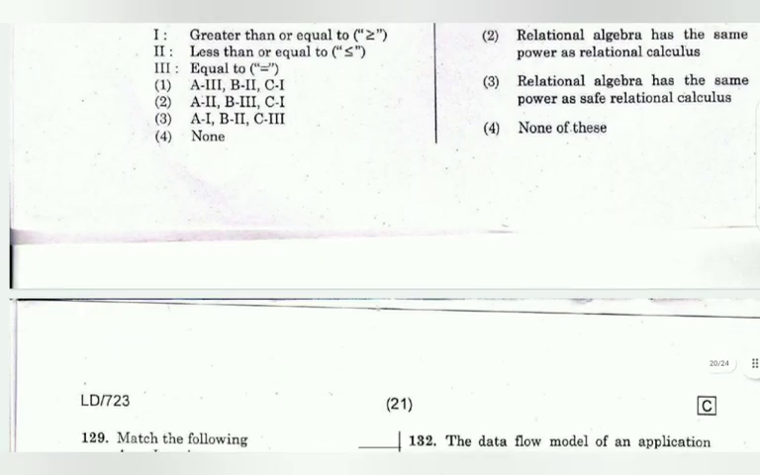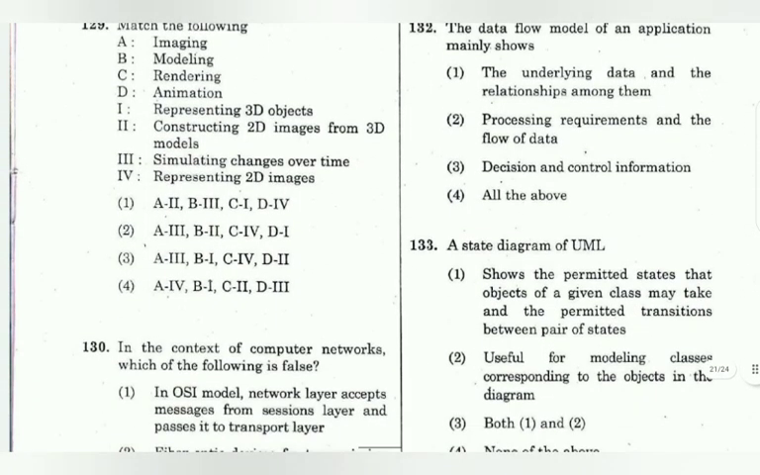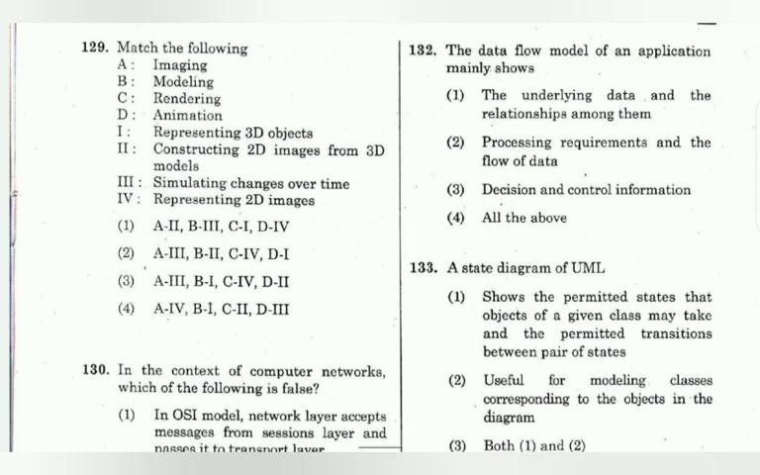Next. Match the following. So given the options here, given two statements, you have to match them. So this question is from computer graphics. Okay. So here the option A, that is imaging. So here imaging represents the 2D images. So 4 is the correct answer.